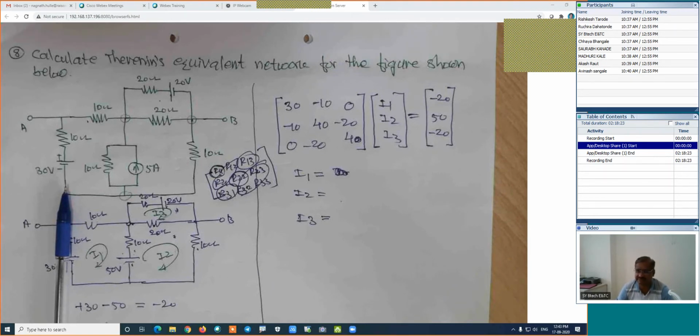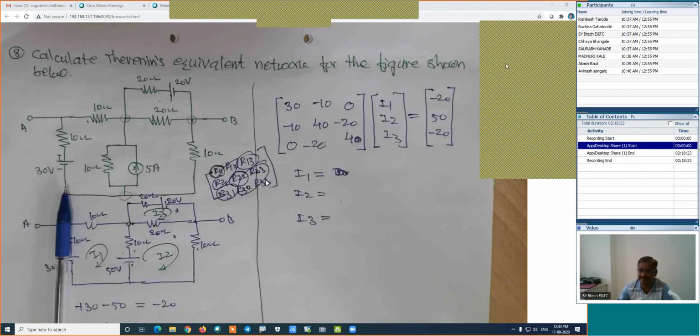Yes, anyone? How much is I1, how much is I2, how much is I3? Doesn't matter how complicated the figure is. Important is how is your approach. That is the case. Yes. Anyone? Avinash, Madhuri, Rishikesh, Saurabh, Ruchira.